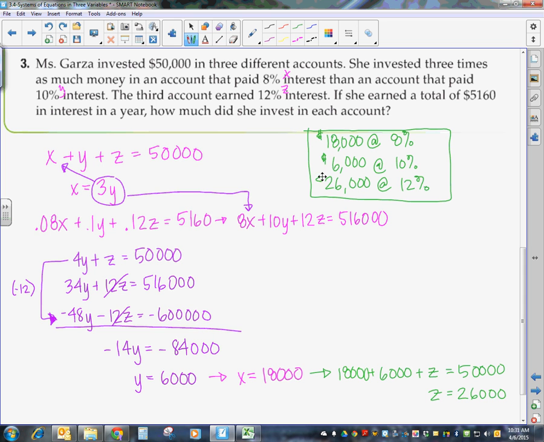Okay, so that's solving three equations, three unknowns. If you have any question, please come see me.